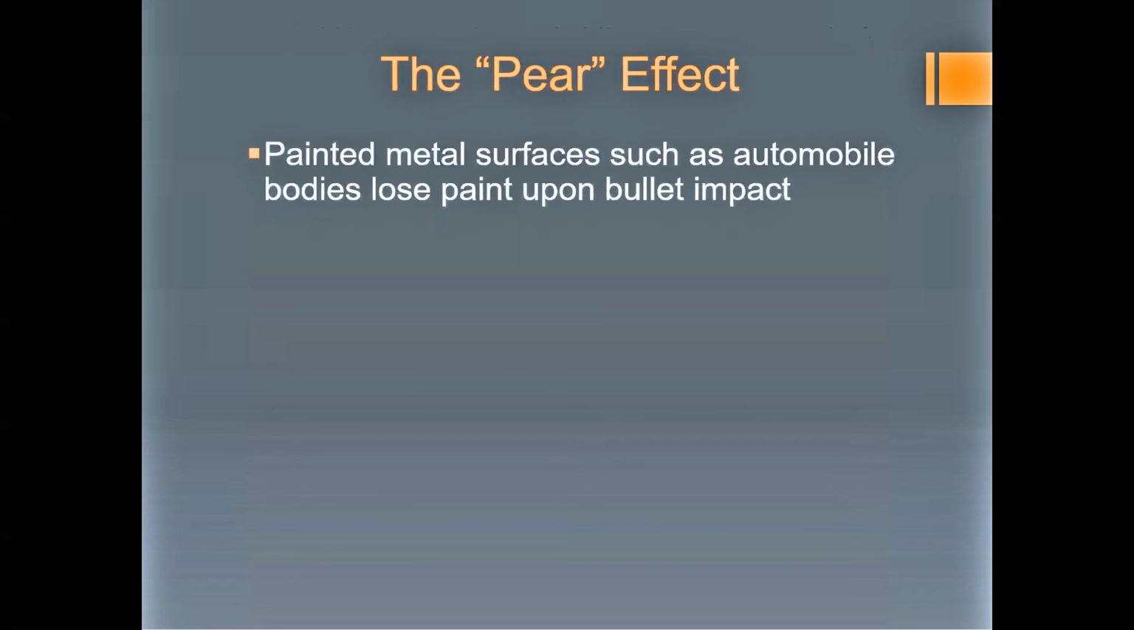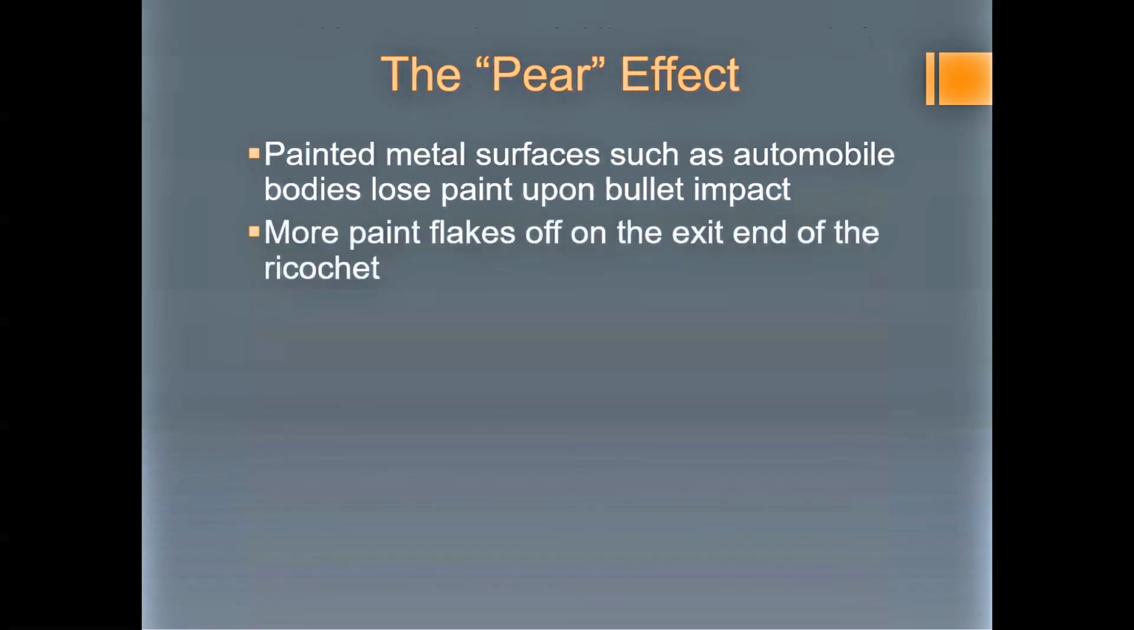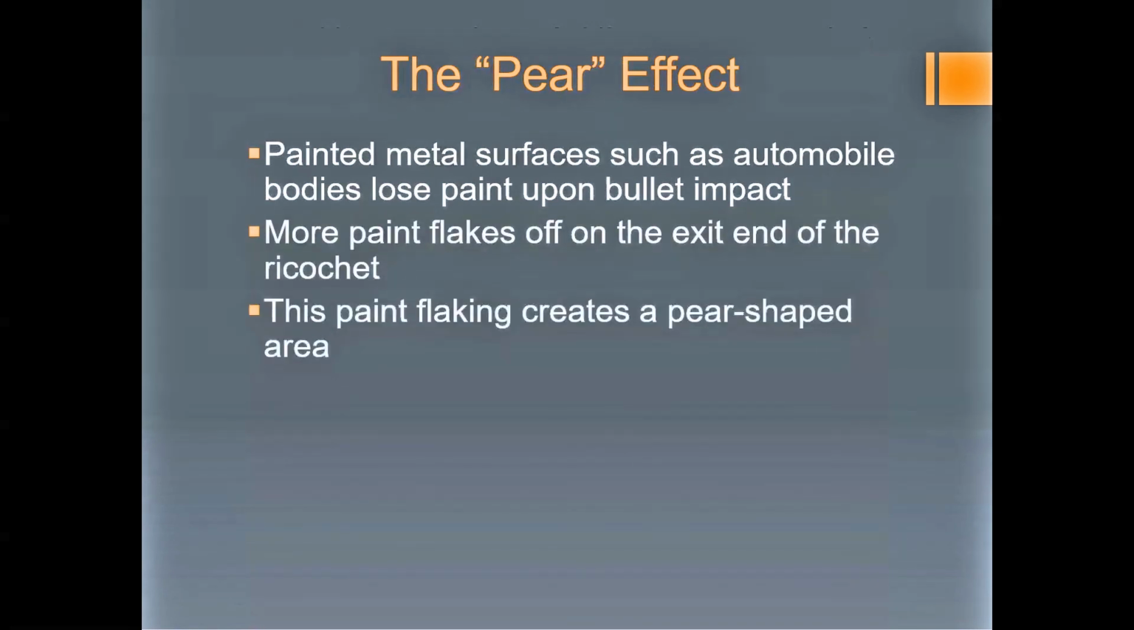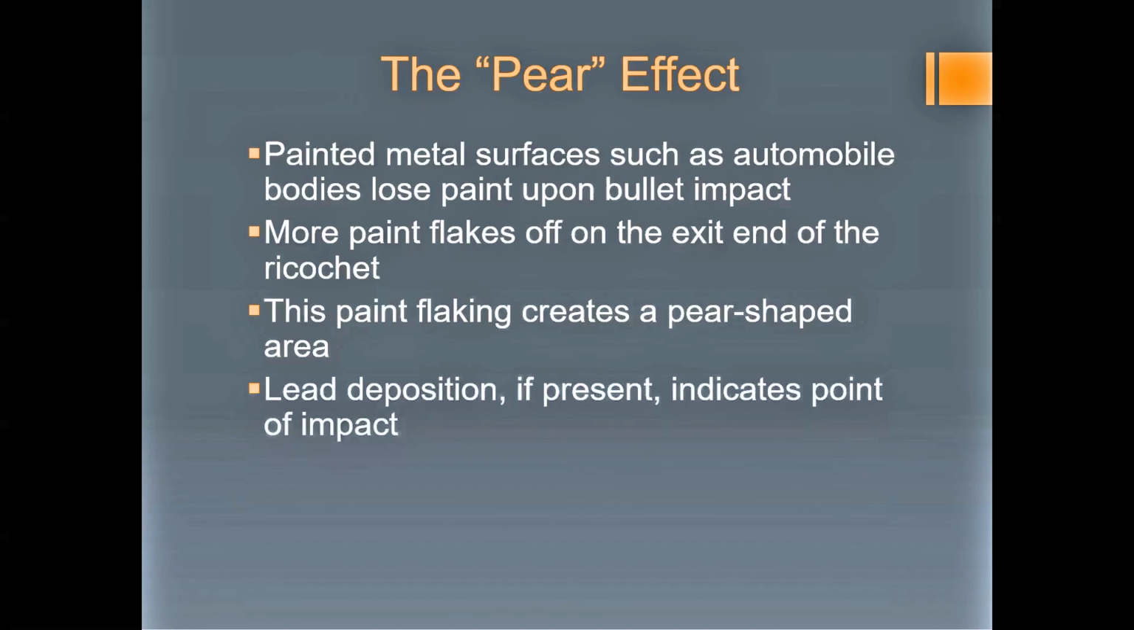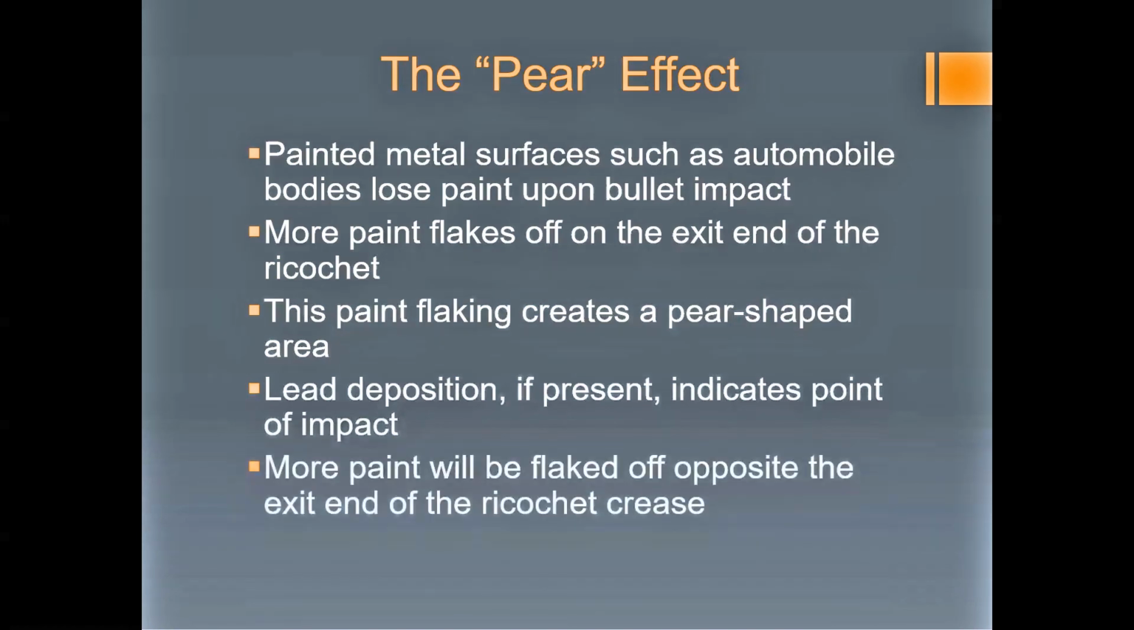So the pear effect, that's another one, very similar to the V effect, right? So painted metal surfaces such as automobile bodies lose paint upon bullet impact, right? So more paint flakes off on the exit end of the ricochet. Makes sense, right? Paint flaking creates a pear-shaped area. Lead deposition, if present, indicates point of impact. More paint will be flaked off opposite the exit end of the ricochet crease.